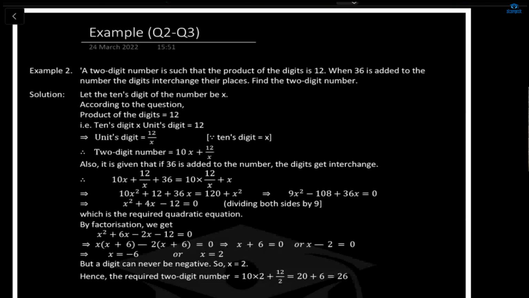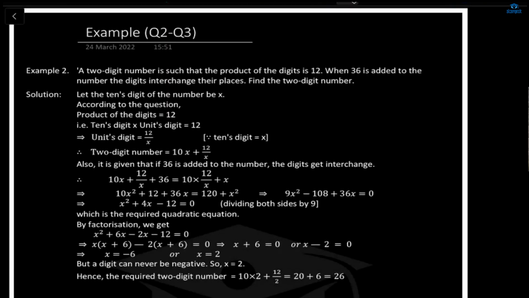Okay, so let's see now. A 2-digit number is such that the product of the digits is 12. Now it is said that the product of the digits is 12. When you have a 2-digit number, if you find the product of its two digits, the value is 12. When 36 is added to the number, the digits interchange their places. Now, if you add 36 to the number, then the digits are going to interchange: the tens place digit goes to the ones place, and the ones place digit takes the place of the tens place. Find the 2-digit number.